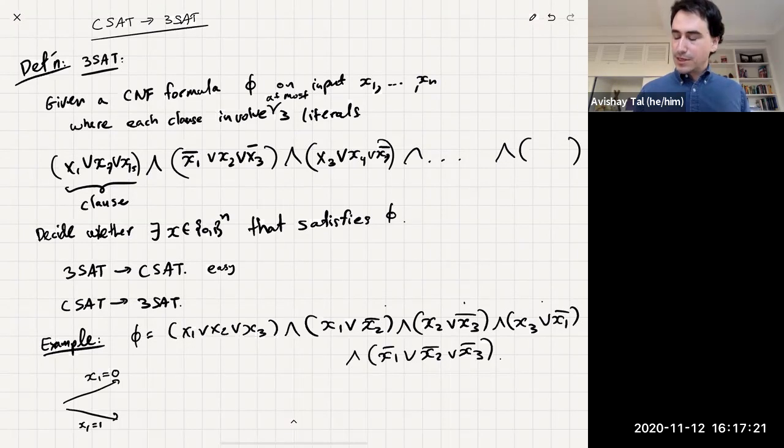If x1 equals 0 and I want to satisfy this clause, then the literal x1 is not satisfied, so I must satisfy the other literal, NOT x2. This means that I have to fix x2 to 0. But if x2 is 0, then this literal is not satisfied, so I must satisfy the other literal, so I must also fix x3 to be 0. But then I have a full assignment, 0, 0, 0, and I notice that this assignment doesn't satisfy the first clause. So this is not satisfiable.